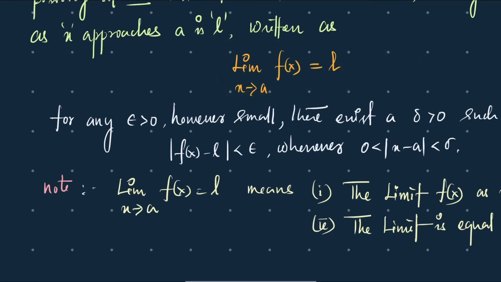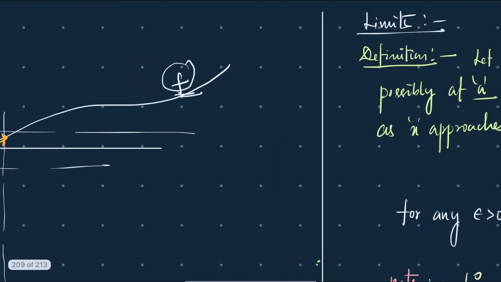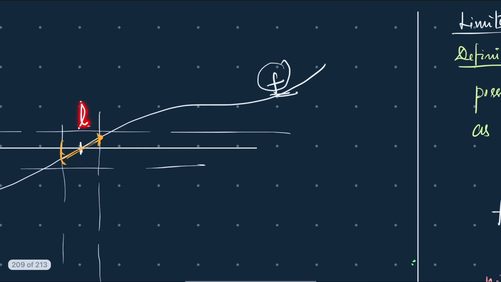The mathematical concept uses epsilon, which is a Greek letter, and delta, which is a small Greek letter. For every epsilon greater than 0, however small, there exists a delta such that whenever x is within delta of A, f of x is within epsilon of L. You can see here this is our L and this is our epsilon, this square.